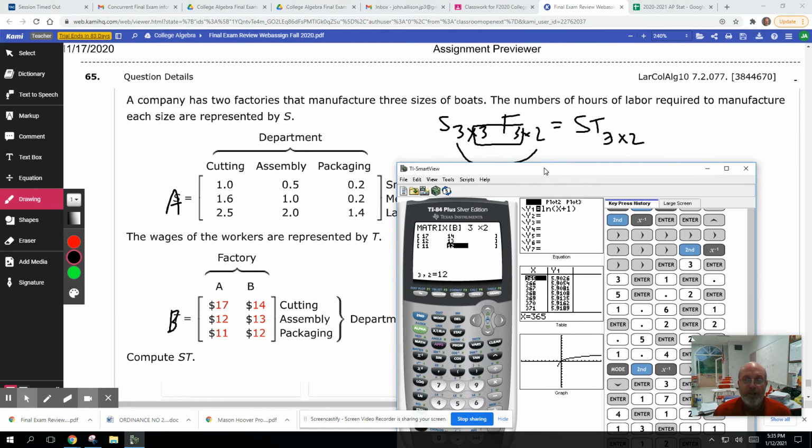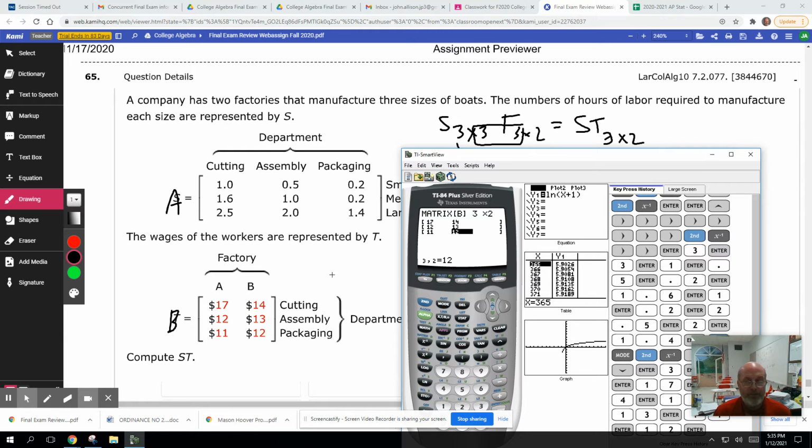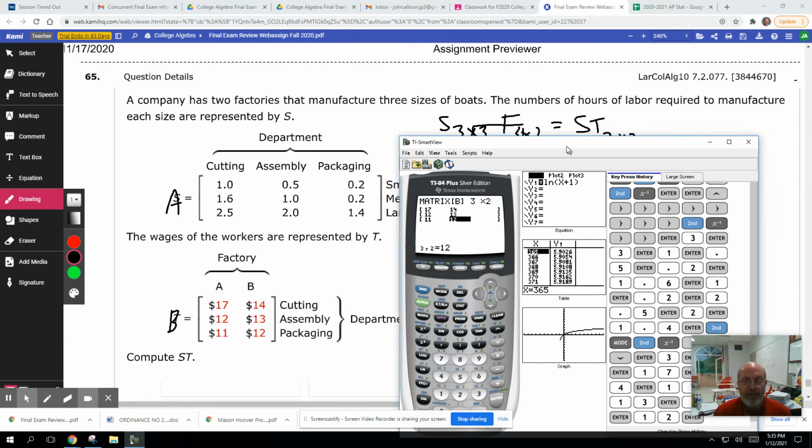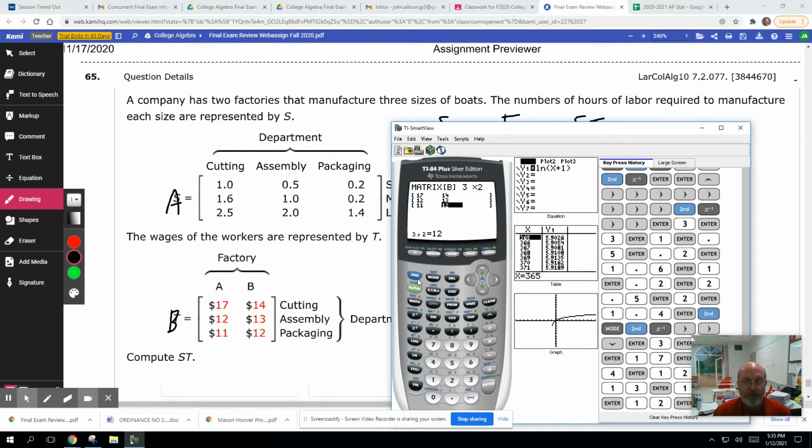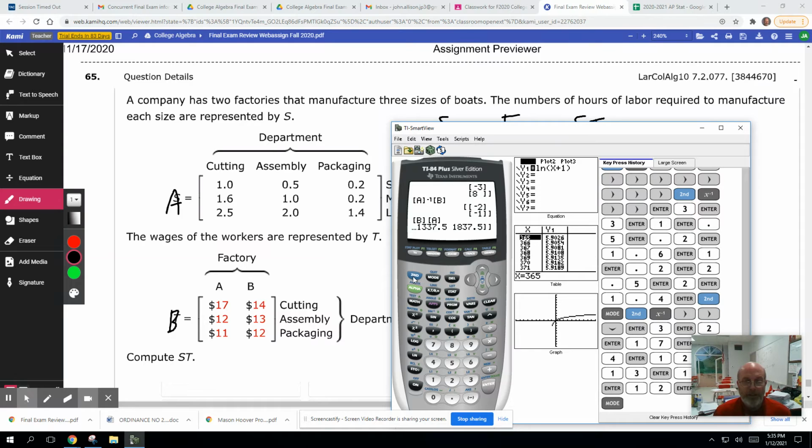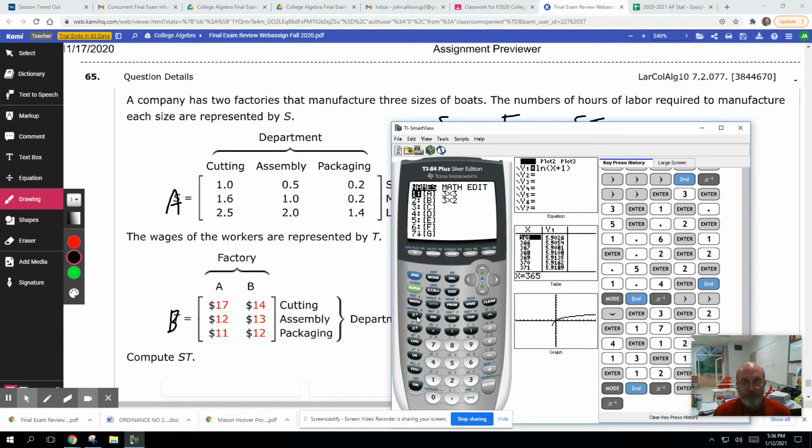And we were asked to find ST. Recall this was S, this was T. So we're going to enter in our calculator A times B. I'm going to do second mode to get out of this, now that I have the matrices loaded. This was S, so I'm going to do second matrix A. And B was T, so I'm going to do second matrix B. And this is going to be my S times T that we're looking for. It's going to give me a 3 by 2 matrix.